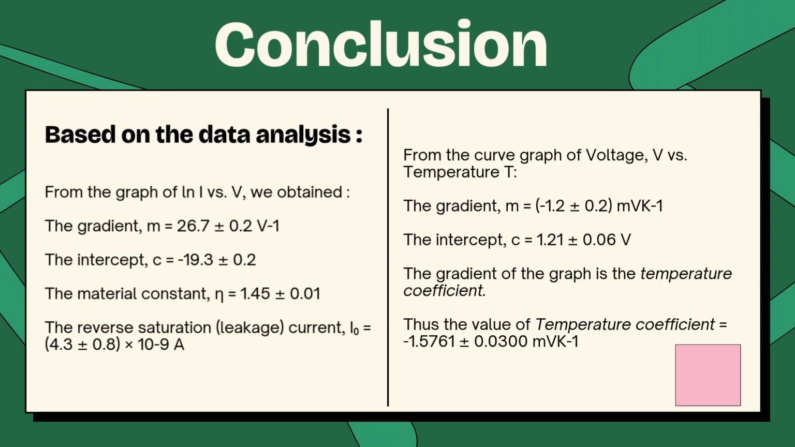From the graph of voltage V versus temperature T, the gradient M is negative 1.2 plus minus 0.2 mV per Kelvin, and the intercept C is 1.21 plus minus 0.06 V. The gradient of the graph is the temperature coefficient, thus the value of the temperature coefficient is negative 1.5761 plus minus 0.0300 mV per Kelvin. And the energy band gap was obtained as VG0, which is 1.151 V. According to the whole analysis, we determined that germanium is the material used for the diode in the PN junction.